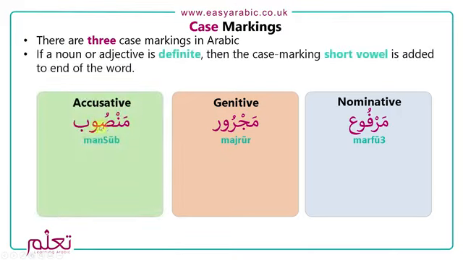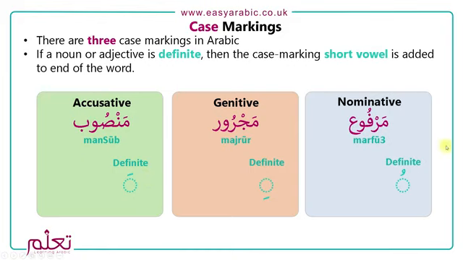So if the noun or adjective is definite, then the case marking short vowel is added to the end of the word. The short vowel for nominative, when it's definite, is ad-damma. When it's genitive, that case marking is a kasra, and when it's accusative, it is a fatha. That is when the noun is definite. So we add this to the end of the noun or adjective.